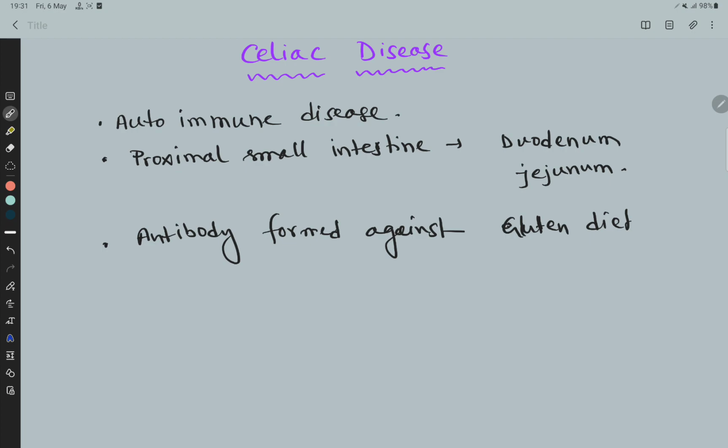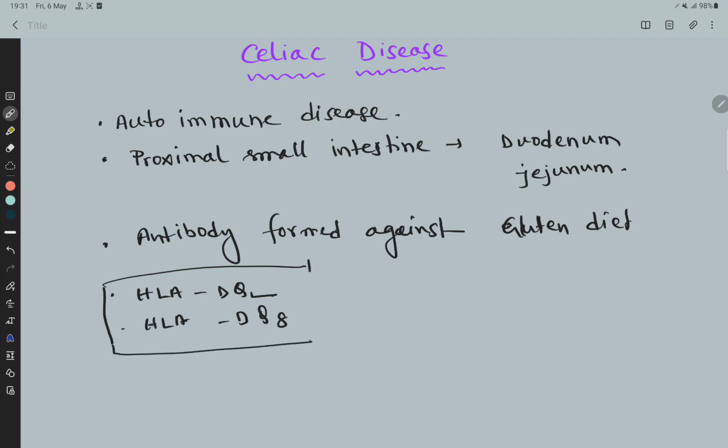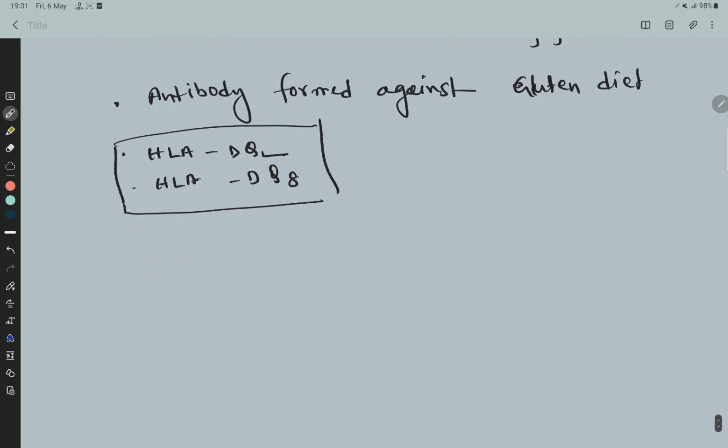Okay, and it is an HLA associated disease, HLA DQ2 and HLA DQ8. So celiac disease is HLA associated, and it is strongly associated with HLA DQ2 and HLA DQ8. Then clinical features.